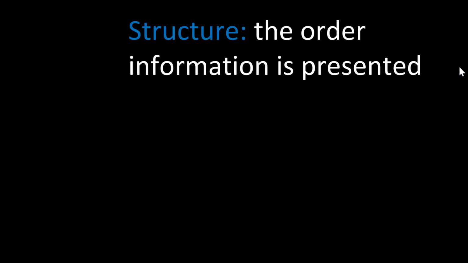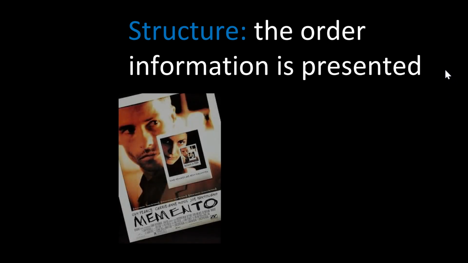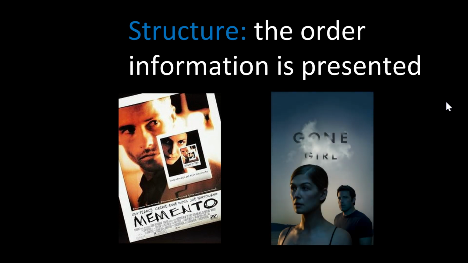The second aspect is structure, and that's the order the information is presented. This is very interesting when it comes to narrative structure. Most are chronological, and that means they're in the order of the events as they occur. But an interesting thing happens when an author chooses a non-chronological structure, for example, with Memento or Top Girls, or an author chooses to tell the story from one perspective and then go all the way back to the beginning of the story through a different perspective to reveal other information, something like Gone Girl.